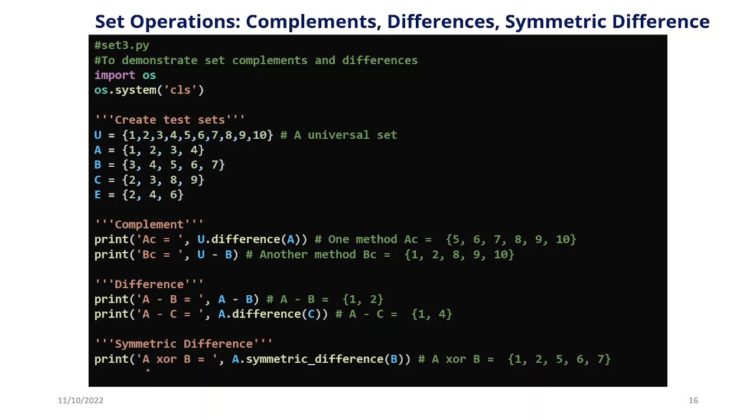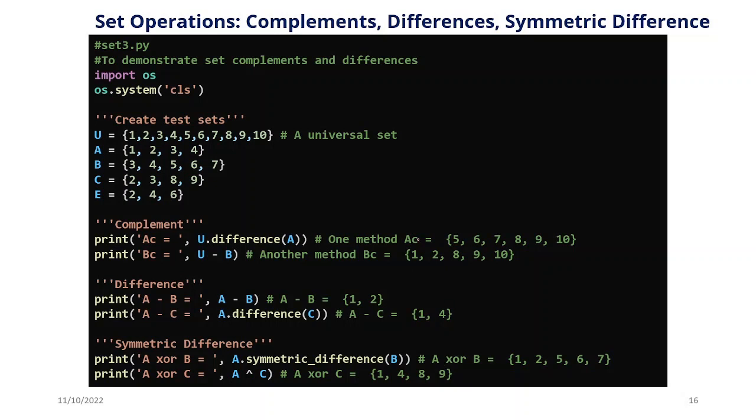Symmetric difference, A XOR. It's not really exclusive OR, but I just use this XOR to indicate that symbol because it is only exclusive OR that looks very close to that symbol. So we say A dot symmetric difference B, and that gives us 1, 2, 5, 6, 7. Or we can use a symbol, this caret symbol, the symmetric difference of A and C, A caret C, and that gives us 1, 4, 8, 9.